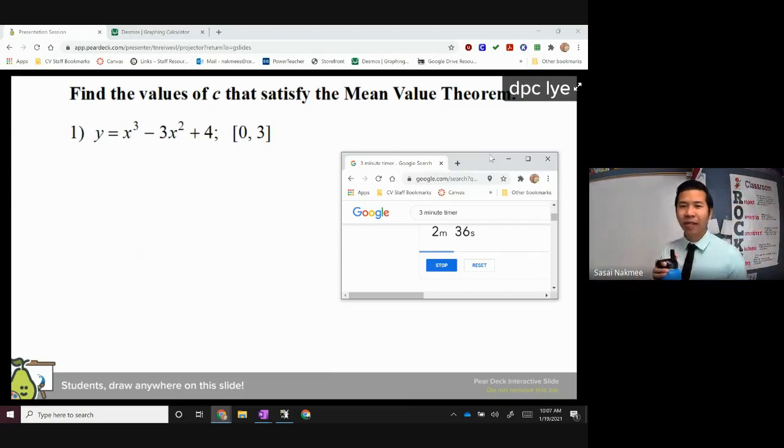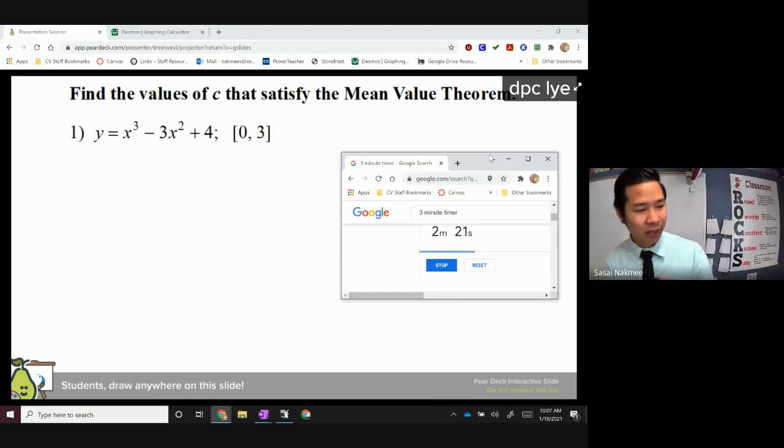If someone wants to work out the steps for me, I'll give you extra cardinal points today. If someone wants to work out the steps onto the Pear Deck for me, I can just share yours, and we can take a look at it that way. It is going to require a little bit of solving quadratics.